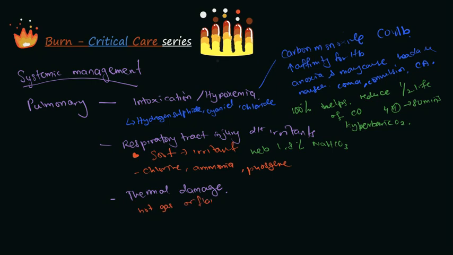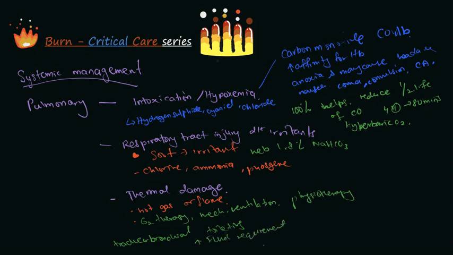Direct injury from heat causes thermal damage. This is due to hot gas or flame. So the management includes oxygen therapy, mechanical ventilation, physiotherapy, tracheobronchial toileting, and increasing the fluid requirement. So if the patient develops ARDS, it should be treated accordingly.